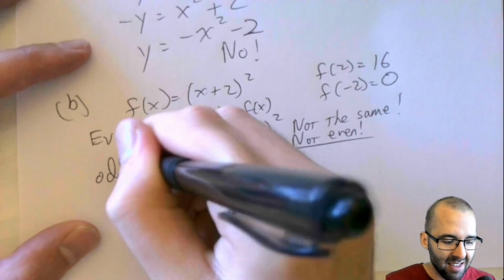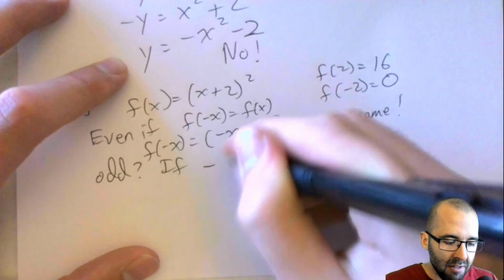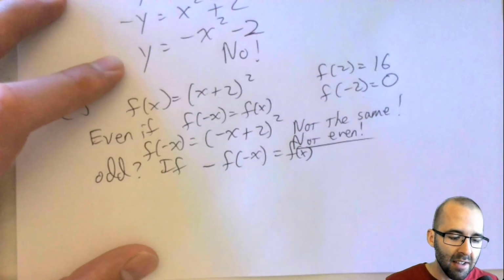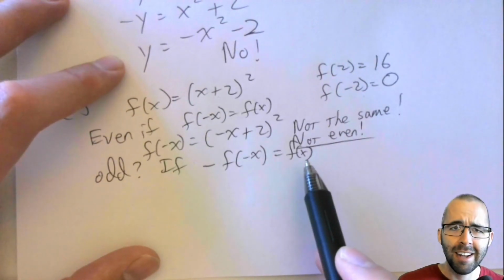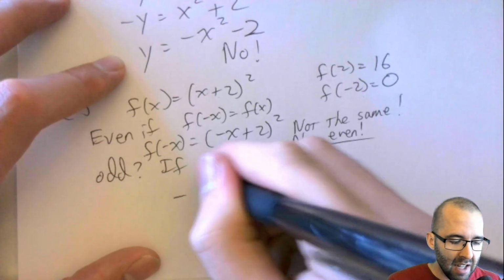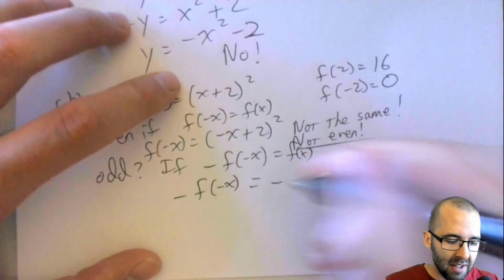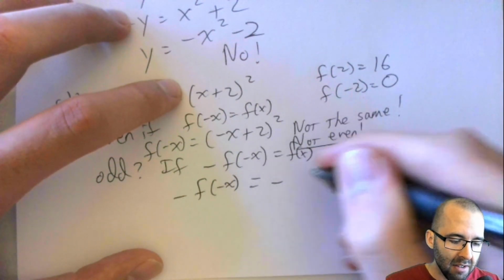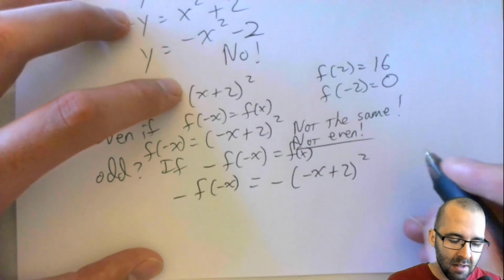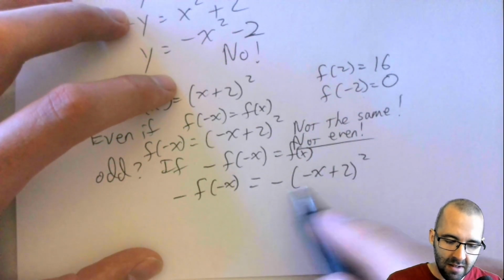Probably not. Let's check. It's odd if negative f of negative x equals f of x. Really bad problem of just writing into pre-existing writing. So let's look at what is negative f of negative x. Well, that's a negative on the outside of f of negative x. Like so. And again, there are a couple of ways of seeing why this is not the same thing.